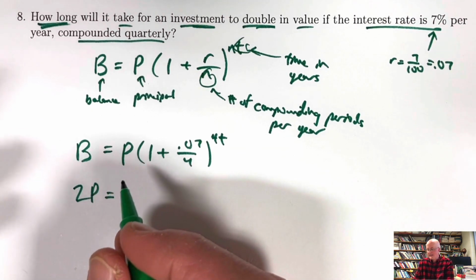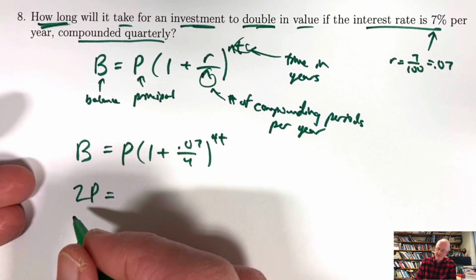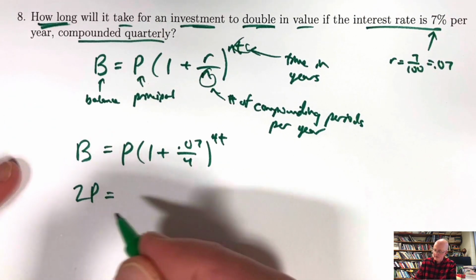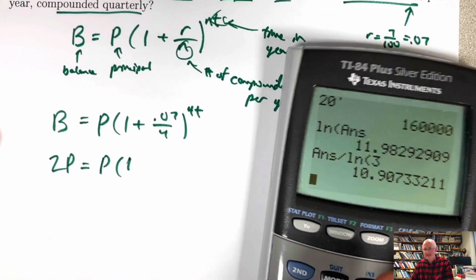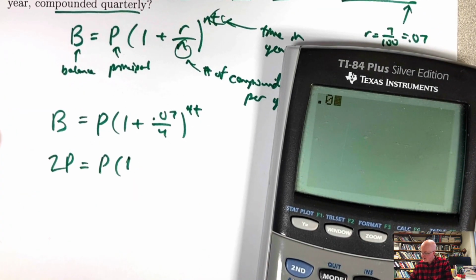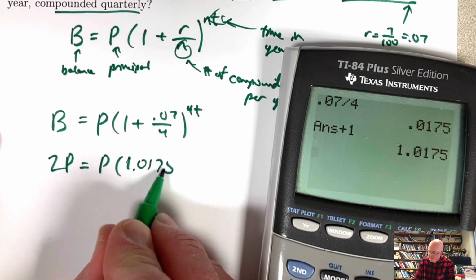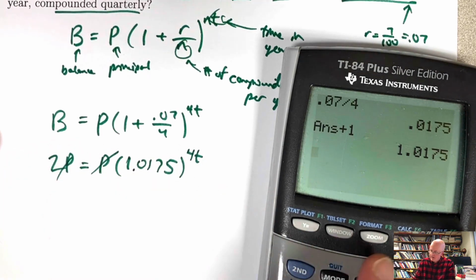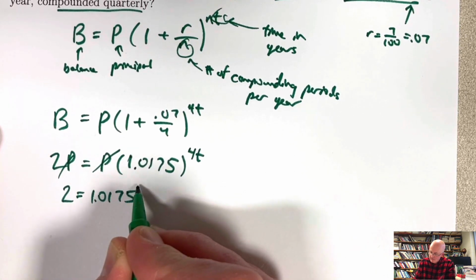You can think of B as a variable, but here, if P is fixed, I can replace it with the fixed number 2P. If P were 1,000, this would be a 2,000. If P were 10,000, this would be a 20,000. In the end, it turns out that P is not going to matter. 0.07 divided by 4 is 0.0175. I'm adding 1 to that, so I get 1.0175. The P will not matter. It cancels out. So you're left with 2 equals 1.0175 to the 4t power.